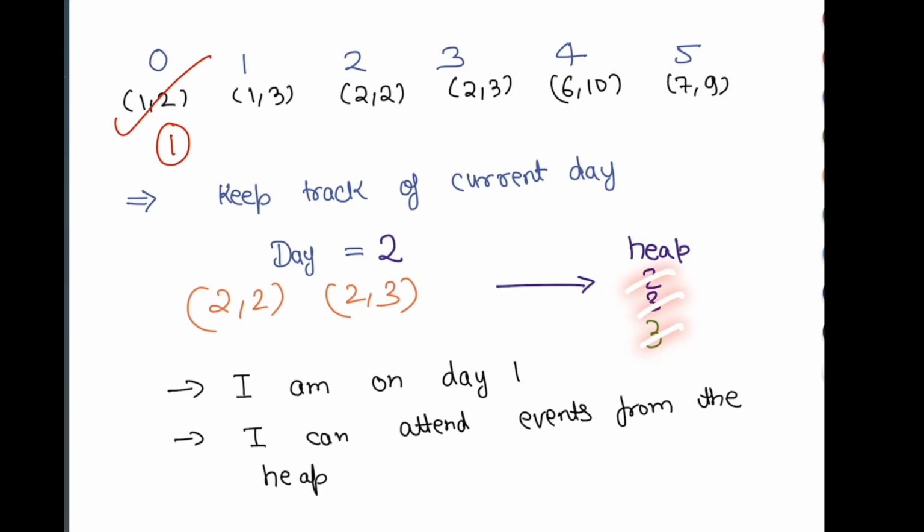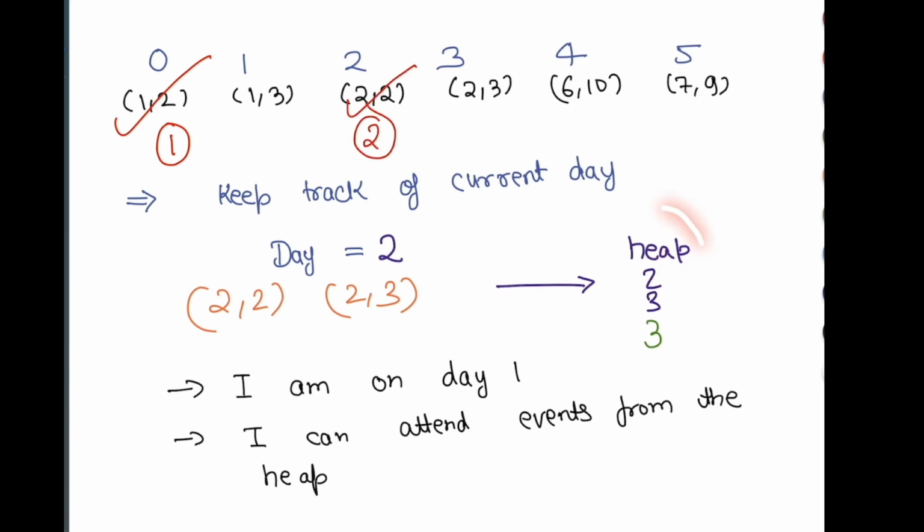I have 3 events in the heap which are ending on day number 2, this one, day number 3, this one, and day number 3, this particular event, right? These are the 3 options I have. I am currently on day number 2, right? What's the minimum value in my heap? It is 2, right? So I can attend the event which is ending on day number 2. So what I will do is I'll say, okay, this particular event is now attended on the day number 2.